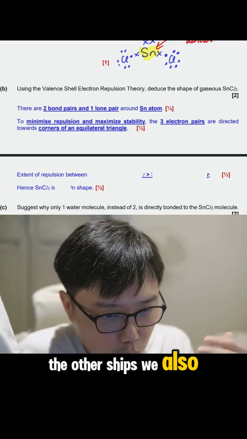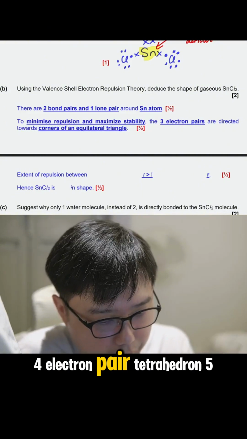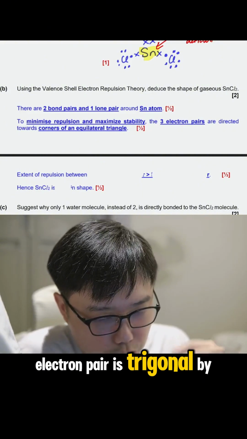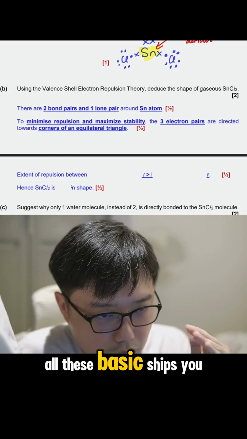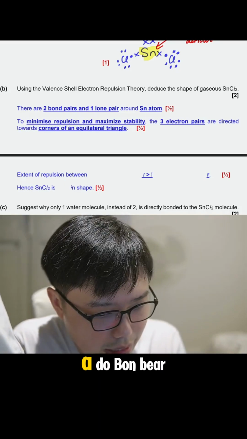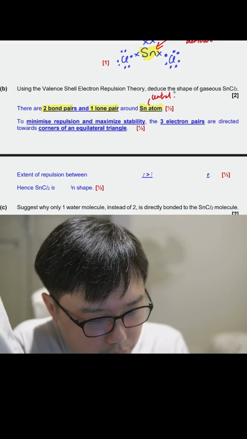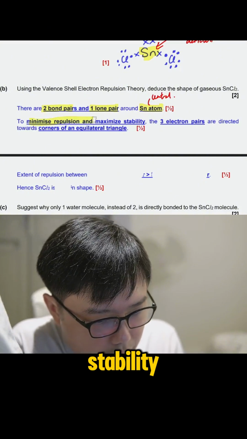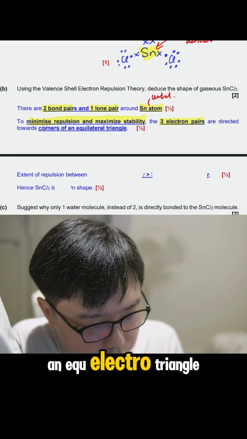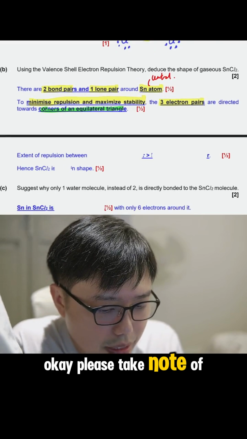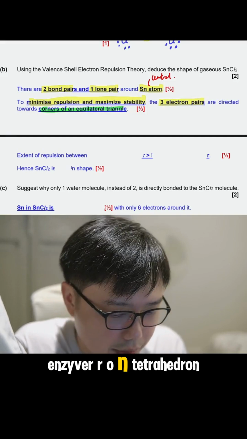The other shapes we must also remember. According to VSEPR, 4 electron pairs is tetrahedron, 5 electron pairs is trigonal bipyramidal, and 6 electron pairs is octahedron. All these basic shapes you must remember. Let me highlight: 2 bond pairs, 1 lone pair around the central atom. To minimize repulsion, maximize stability, that's the standard phrasing: the 3 electron pairs are directed to the corners of an equilateral triangle. Please take note of the spelling, especially for tetrahedron. It ends with -hedron.